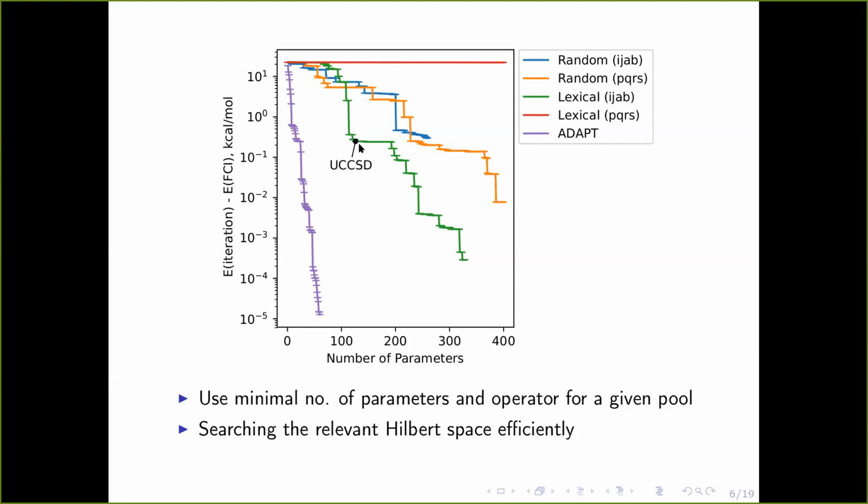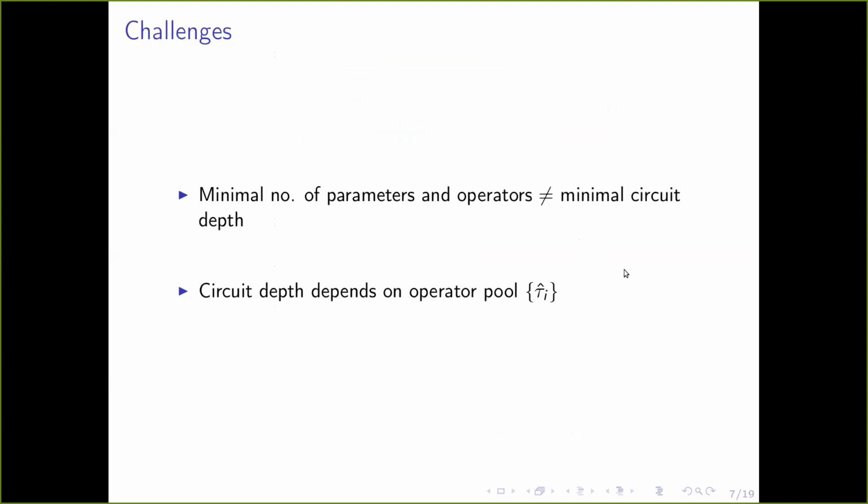So there is a comparison between the ADAPT and the UCCSD. We can see that the accuracy is even higher with a lower number of parameters. But there are also challenges for this algorithm, because a minimal number of parameters and operators doesn't mean minimal circuit depth. We found that the circuit depth really depends on the structure, or how you define your operator pool.